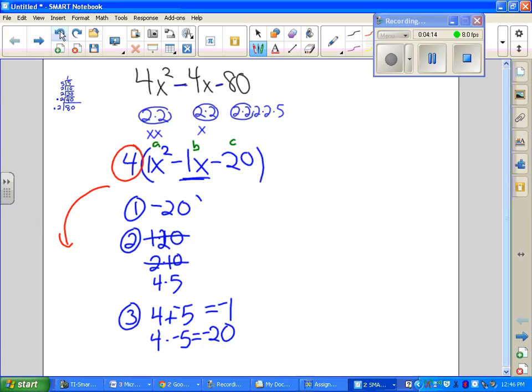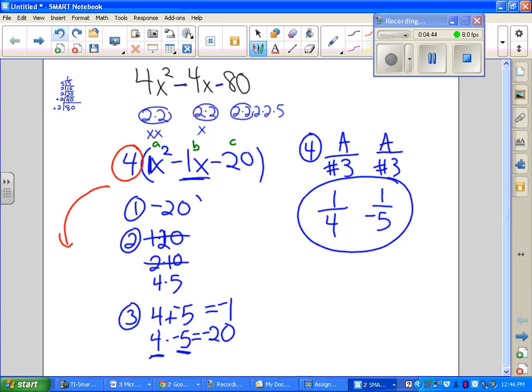All right, step number 4 rather, is to make your fractions. And it's A over number 3 and A over number 3. A is 1 for both of them. 1 is right here in front of the first part of it. My first number 3 is a 4. My second number 3 is a negative 5. I need these fractions in order to write the parentheses. 1x plus 4 and 1x minus 5.